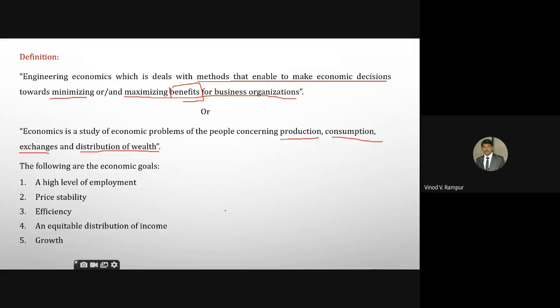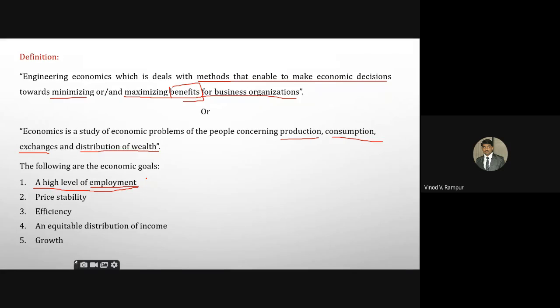And the following are the economic goals. What are the goals? Okay, by applying this knowledge, what goals can we achieve? Okay, the first one is a high level of employment. See, whenever you have money in the organization, we can hire people for better jobs. Okay, employment is a major thing.